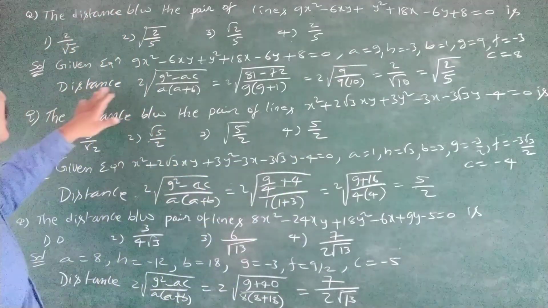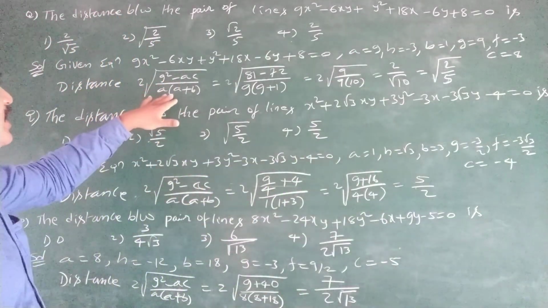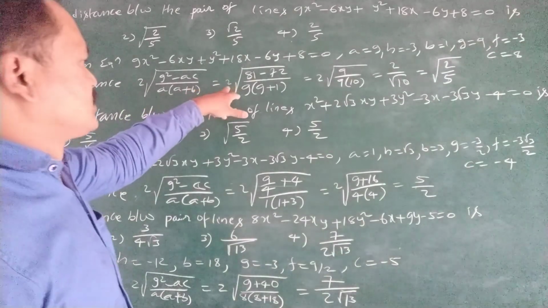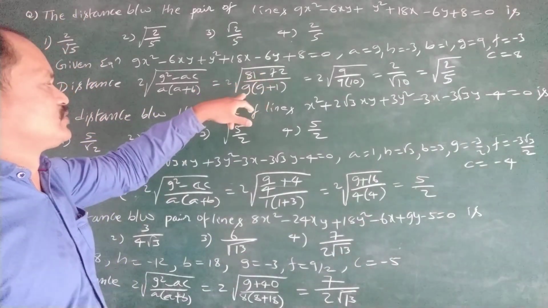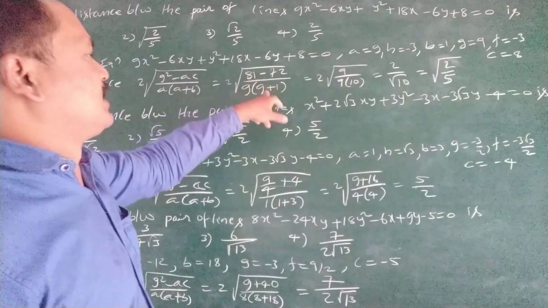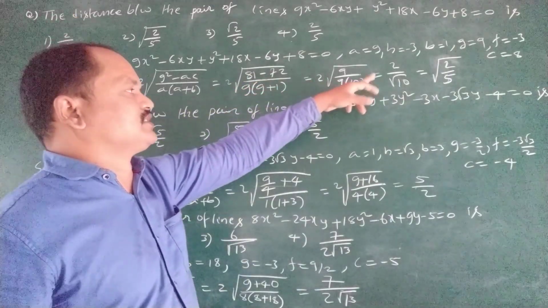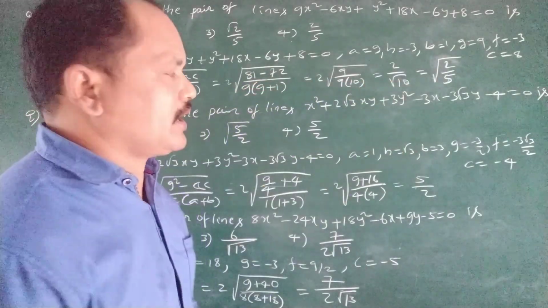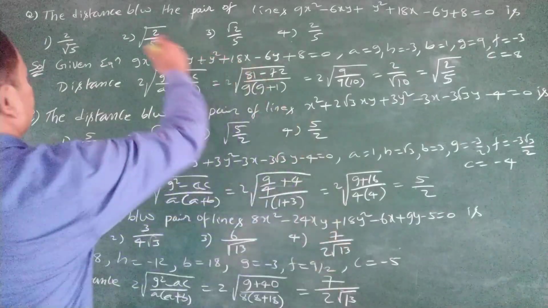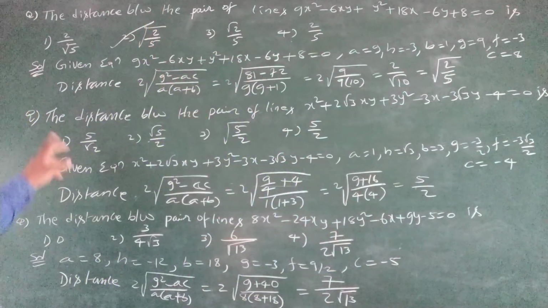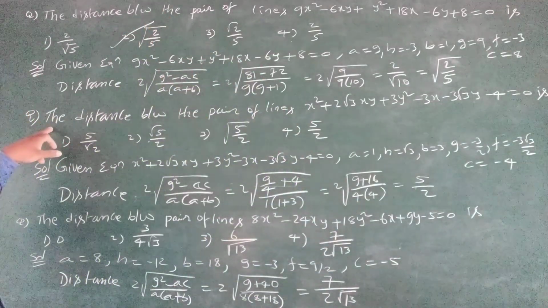Now the formula: 2 times root of (g square minus ac) by a into (a plus b). Now substitute here: 81 minus 72, that is 9, and it gets cancelled. Then it is 2 by root 5, which is nothing but root of 2 by 5. That is the second option. That's all. Now a question similar to the previous one.